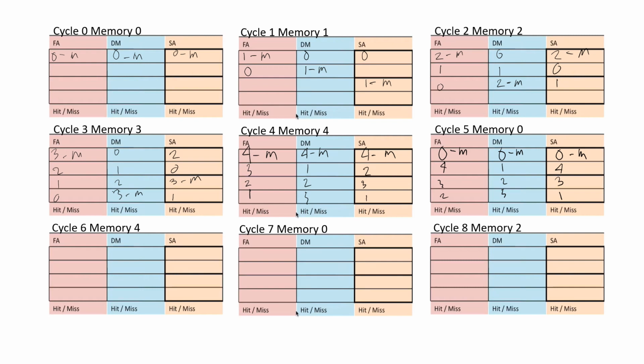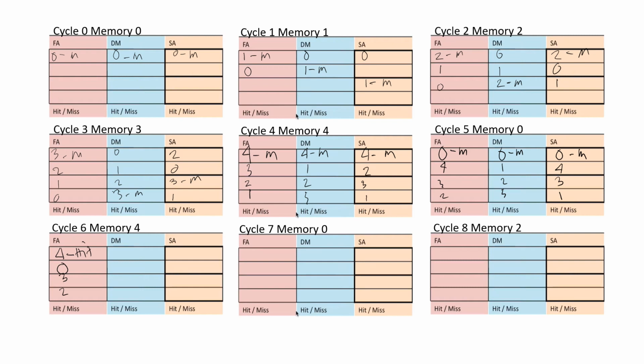So in cycle 6, what will happen? In fully associative, the memory is 4. But 4 was already brought in at cycle 5, right? So 4 becomes the most recently used, and it's a hit. So 4, and this will become 0, and then 4, 3, 2, right? 4, 0, 3, 2. So there is still 0. But your fully associative has a hit.